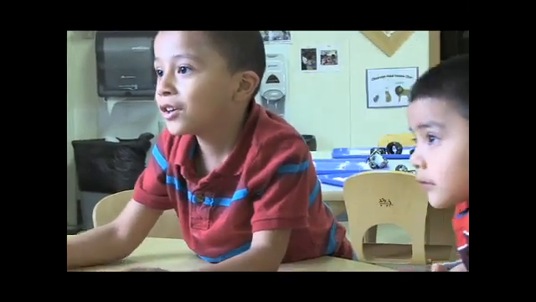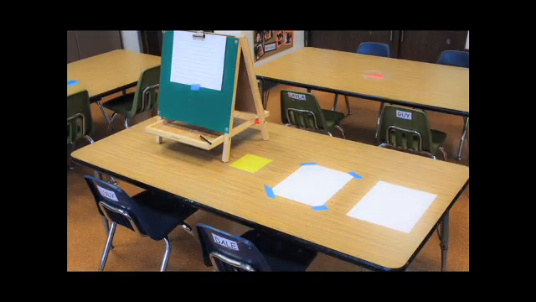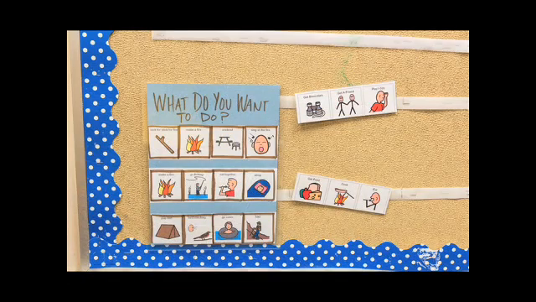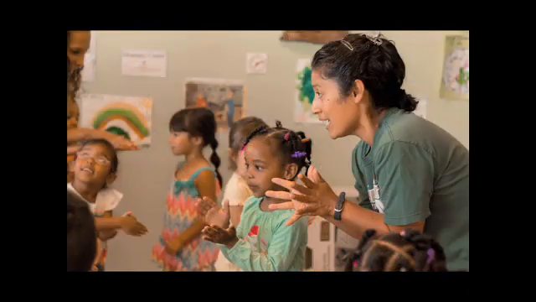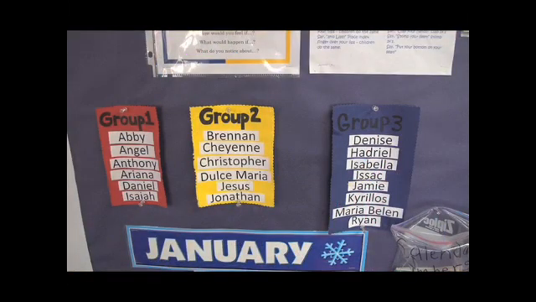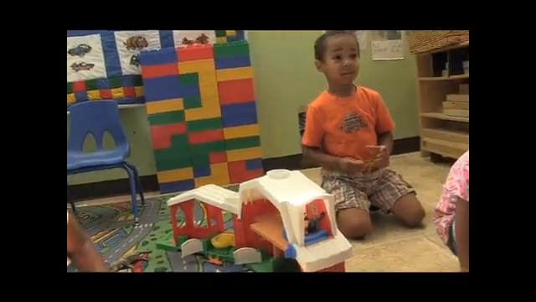There are many ways to modify or change the curriculum. It can be useful to think about 8 different categories or types of modifications: environmental support, materials adaptation, activity simplification, child preferences, special equipment, adult support, peer support, and invisible support. Let's take a peek at each of these and start to learn more about making modifications.